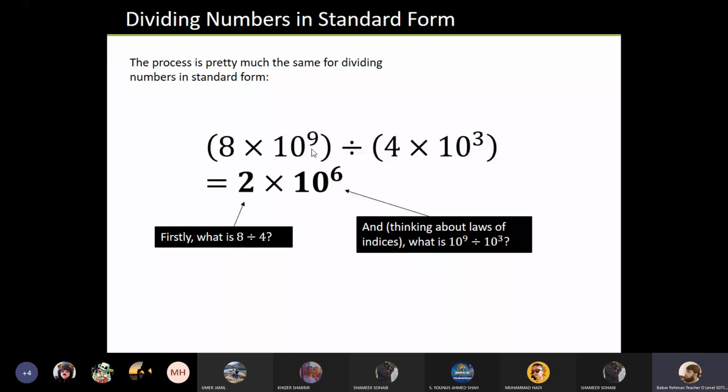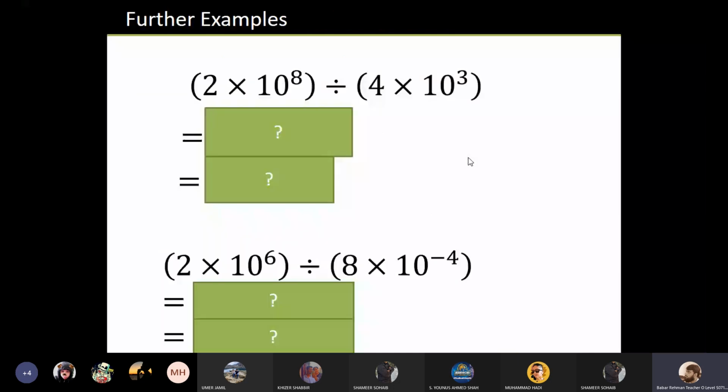Okay, students, next one. I'm giving you this slide. This is very important. Let me teach this. Later, further examples will be carried out by the students. First of all, this 2 is the first number, that is the numerator, and this will become the denominator. What is 2 upon 4? 1 upon 2, and 1 upon 2 is 0.5. Okay, look at this. 0.5, and then powers are subtracted, 8 minus 3, 10 to the power of 5.